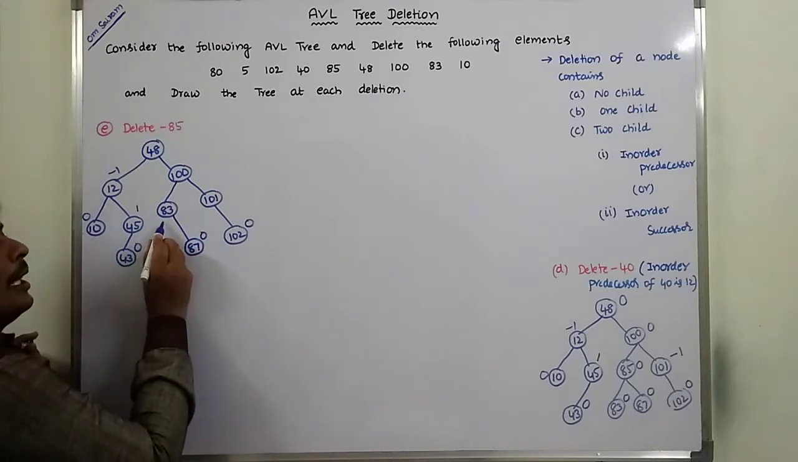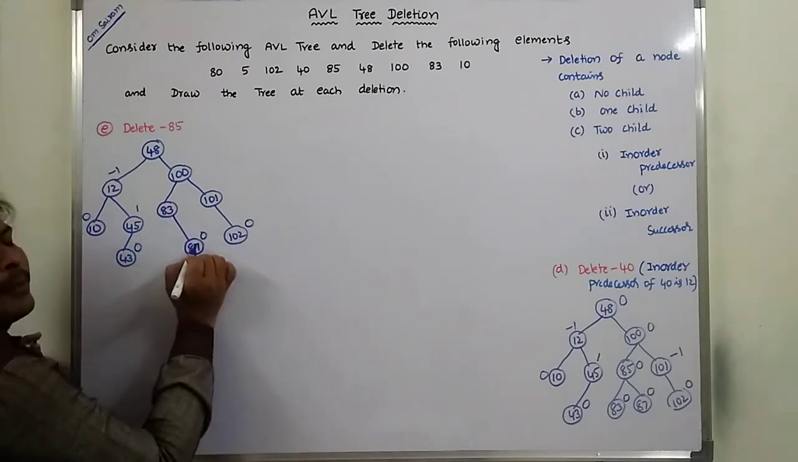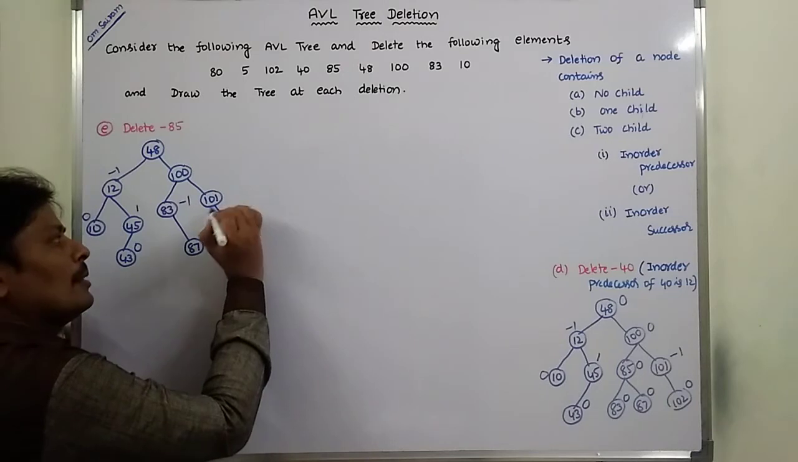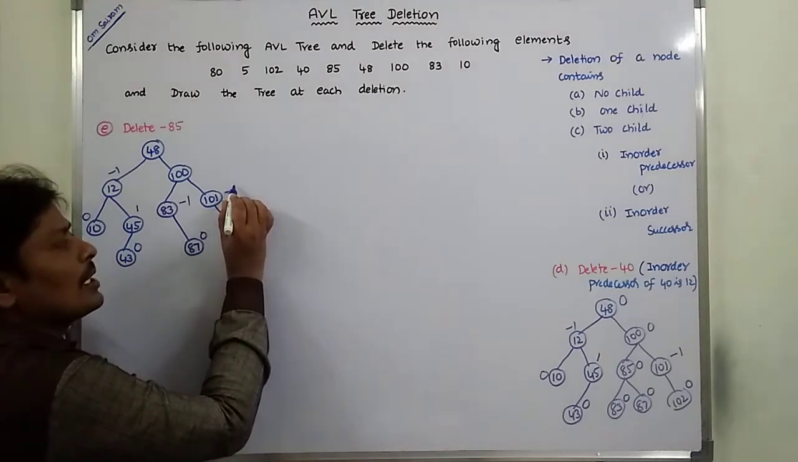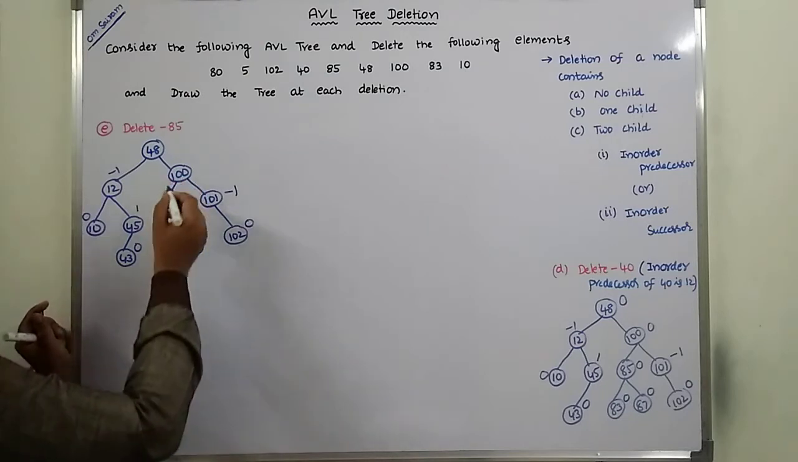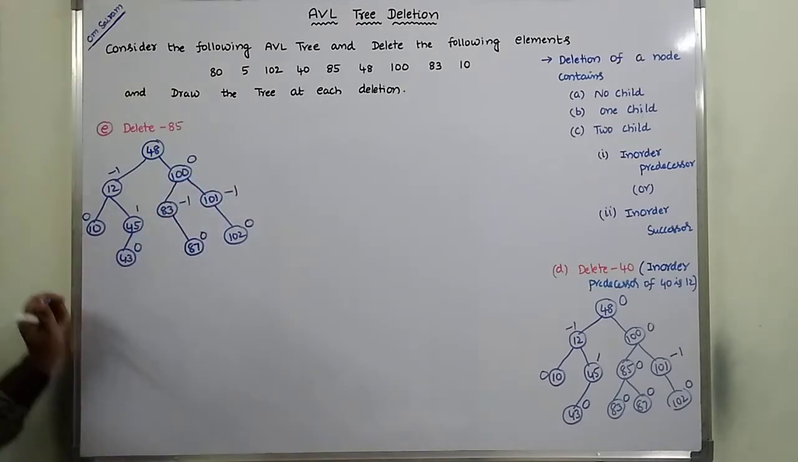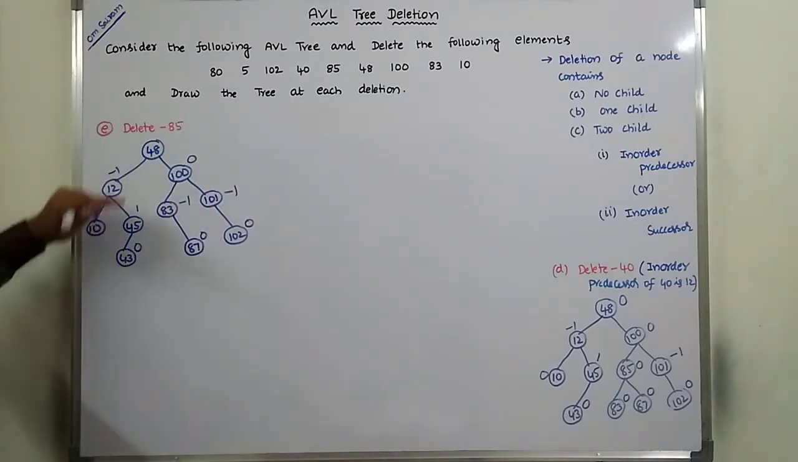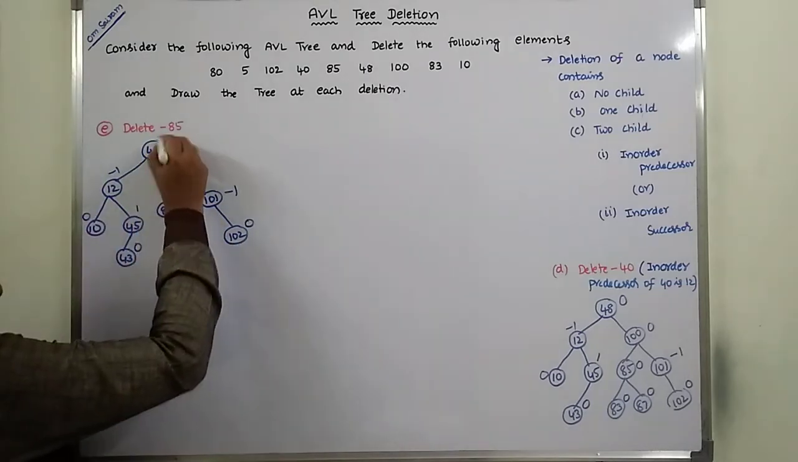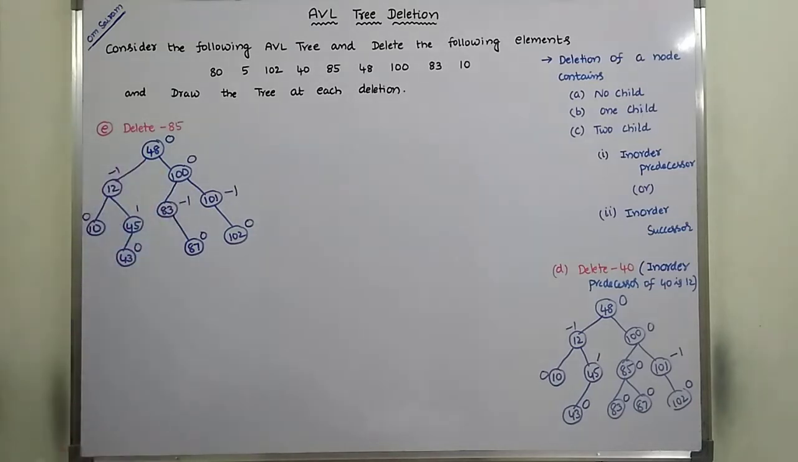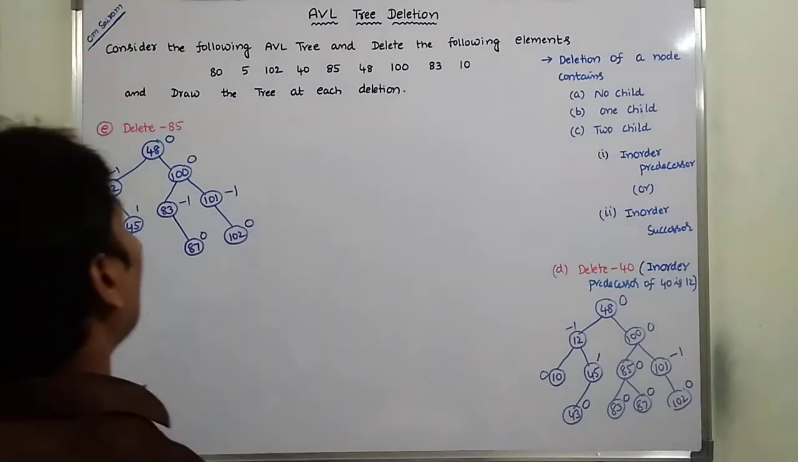Next, for this node, left subtree height is 0, right subtree height is 1, 0 minus 1, that is minus 1. Next, for this node, the same: left subtree height is 0, right subtree height is 1, 0 minus 1, that is minus 1. For this node, left subtree height is 2, right subtree height is 2, 2 minus 2, that is 0. Next, for this node, left subtree height is 3, right subtree height is also 3, 3 minus 3, 0. So after deleting 85, all the nodes have balance factors 0, 1, and minus 1. These are valid balance factors. Hence it becomes an AVL tree.